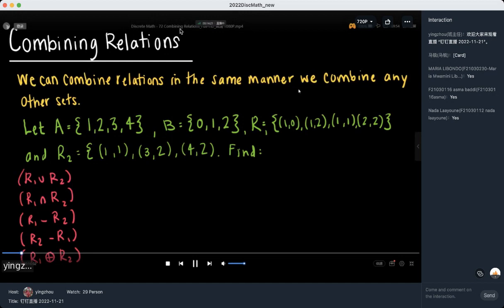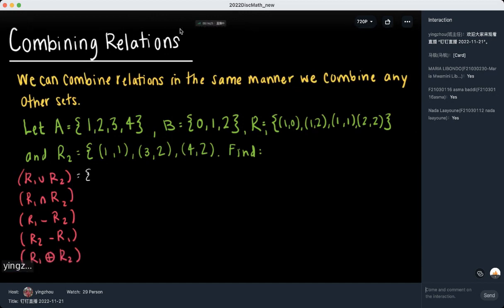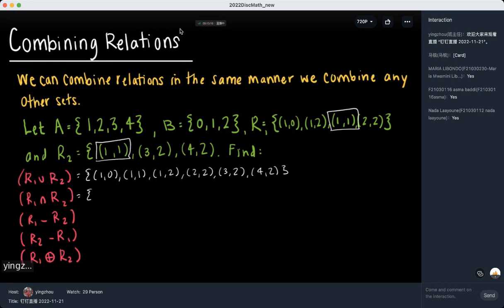So we're going to start with R1 union R2, and that means this is the set of all ordered pairs that are in either R1 or R2. So 1, 0 is in R1, and I'm kind of a geek, so I like to go in the right order here. 1, 1 is in R1 but also in R2. And then 1, 2 is in R1, and then 2, 2, and 3, 2, and 4, 2. So it's every element that was in either R1 or R2. It's a union. Now the intersection, again, is only the elements they have in common. The only thing they had in common was 1, 1. 1, 1 is in both R1 and R2, and that's the only ordered pair that occurs in both relations.